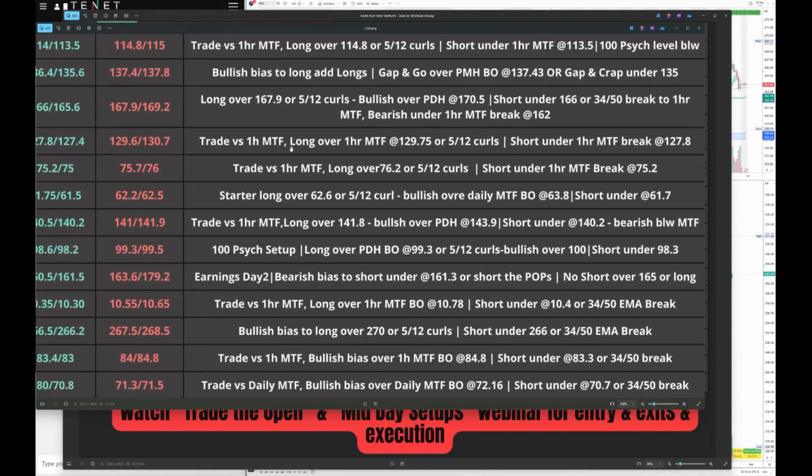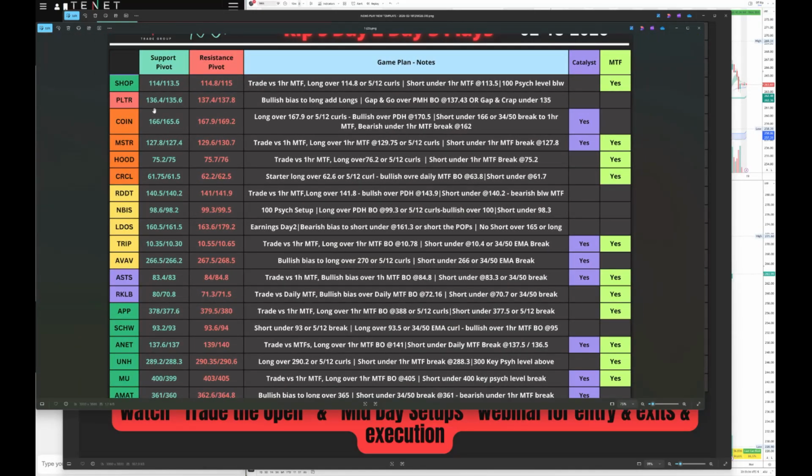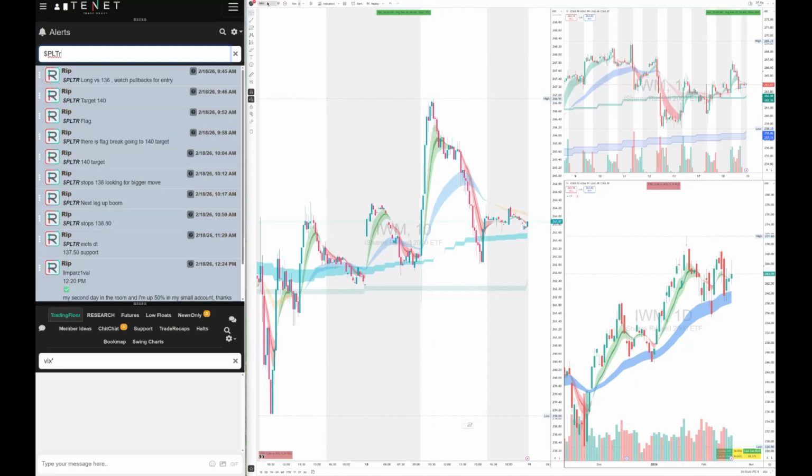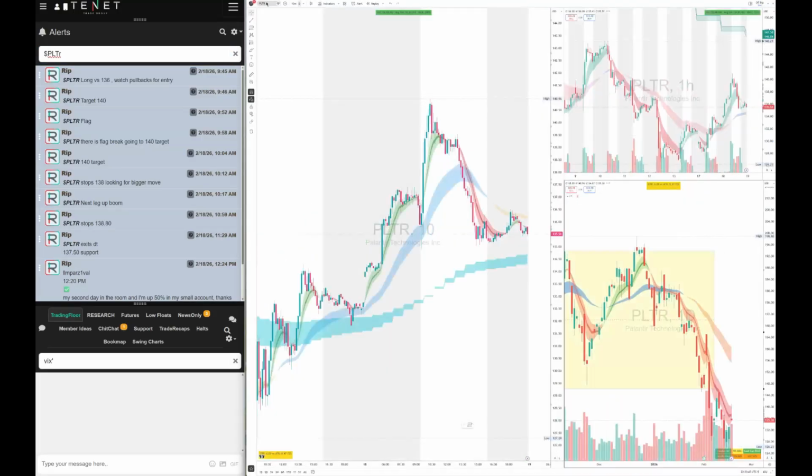PLTR is one of the best setups for the swing. You see the bullish bias to long, gap and go over the pre-market breakout. So we had news. It was also a day two setup. As soon as I see PLTR pushing, I tell the traders to long it versus 136. If you missed it, watch the pullbacks for the entry, because the expectation is my traders are already long from the game plan. Those who focus on PLTR, they're already long. And when I come in, I tell them to long.